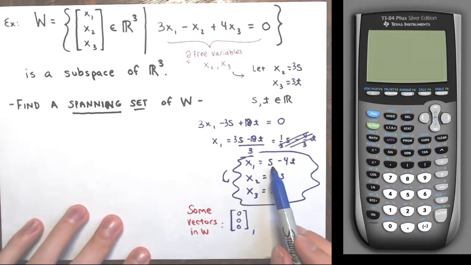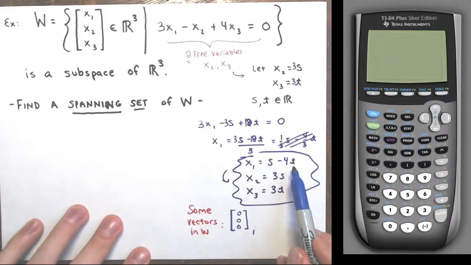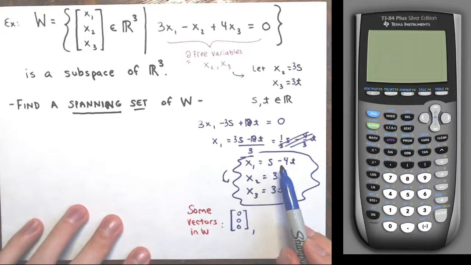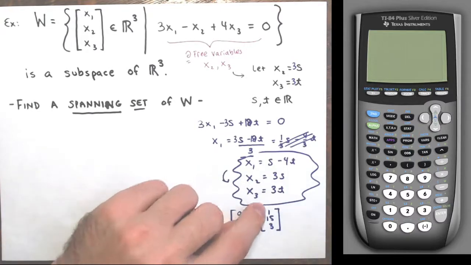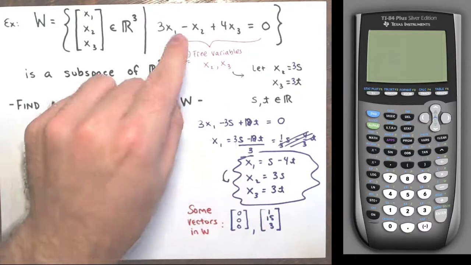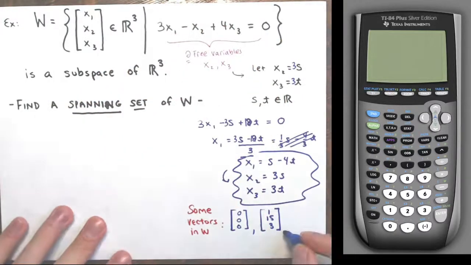How about if s were 5 and t were 1? This would be 5 minus 4, so x1 would be 1. And if s were 5, x2 would be 15. And t were 1, x3 would be 3. And let's double check. 3 times this minus this plus 4 times this, that'd be 3, minus 15 is negative 12, plus 12 would indeed be 0. That equation would be satisfied. So here's a vector that's in W.